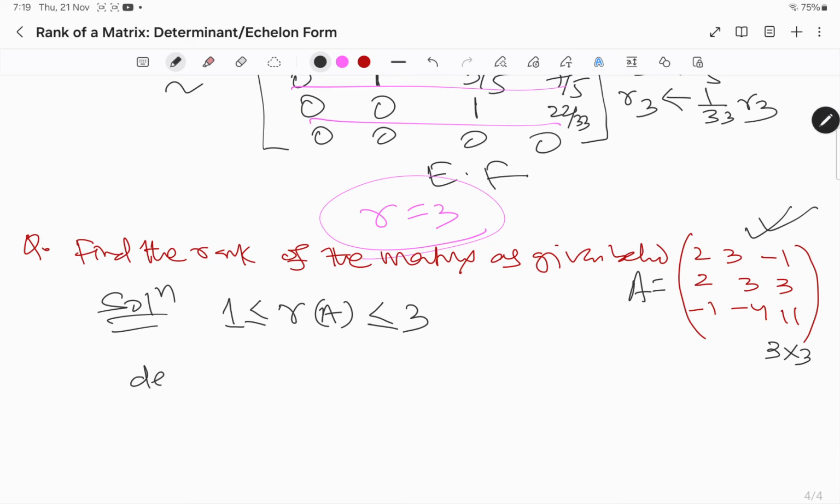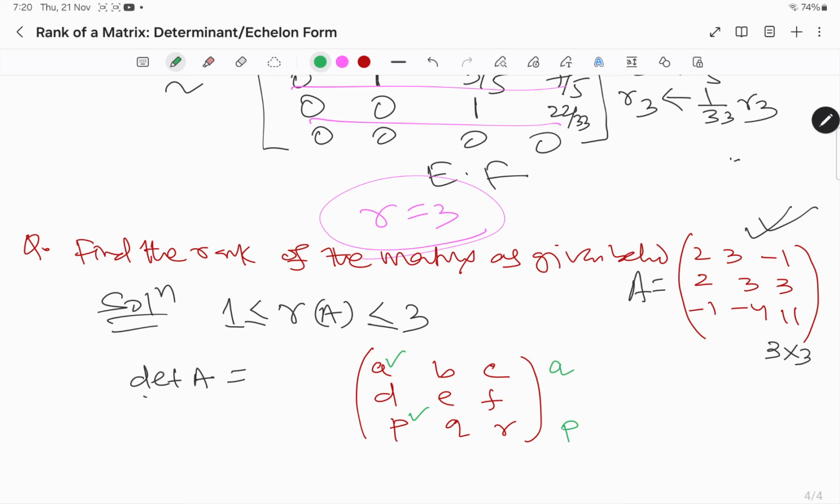What is the determinant of A? I will tell you a trick, one easy way of finding a determinant. Suppose a 3 cross 3 matrix is given to you. You write the first two columns again next to it, and then you find the multiplications like this. You first multiply it like this, so it is CDQ.